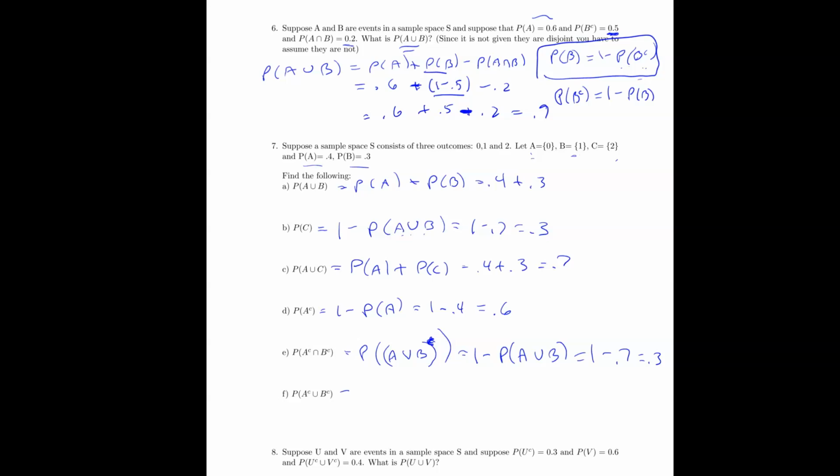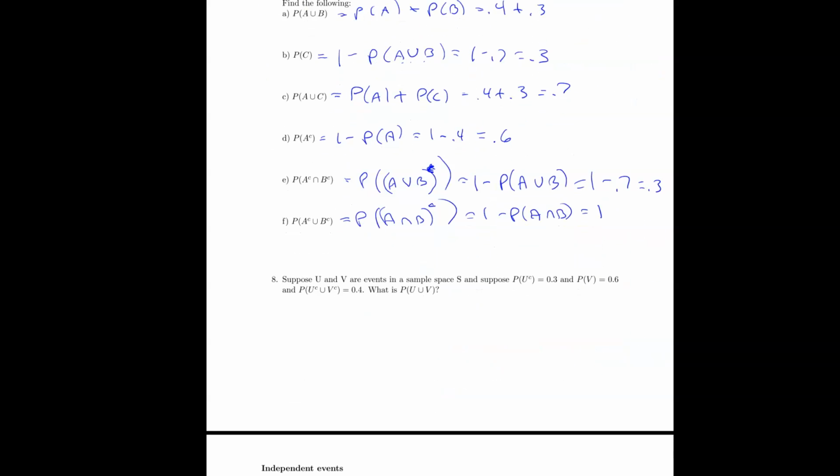All right, so using De Morgan's again here, I get A and B complemented, which I know is 1 minus the probability of A and B. And what's the probability of A and B happening? Well, it's nothing, because there's no intersection between the two of them. All right, and you have that one.